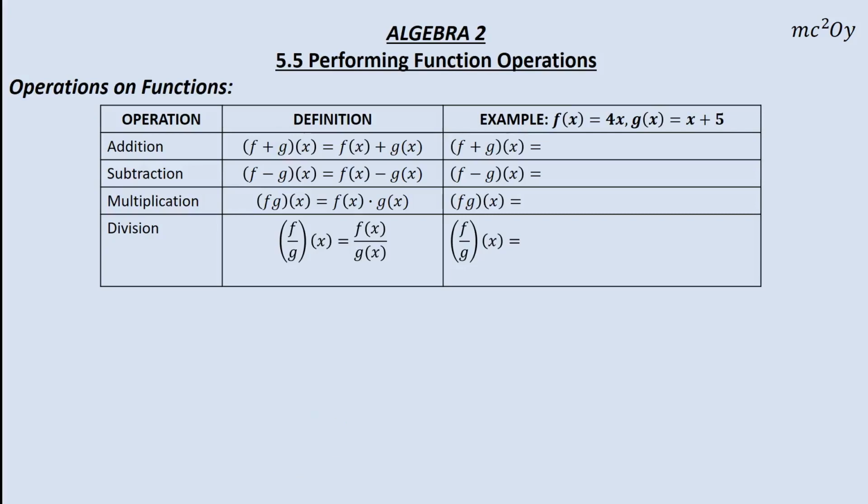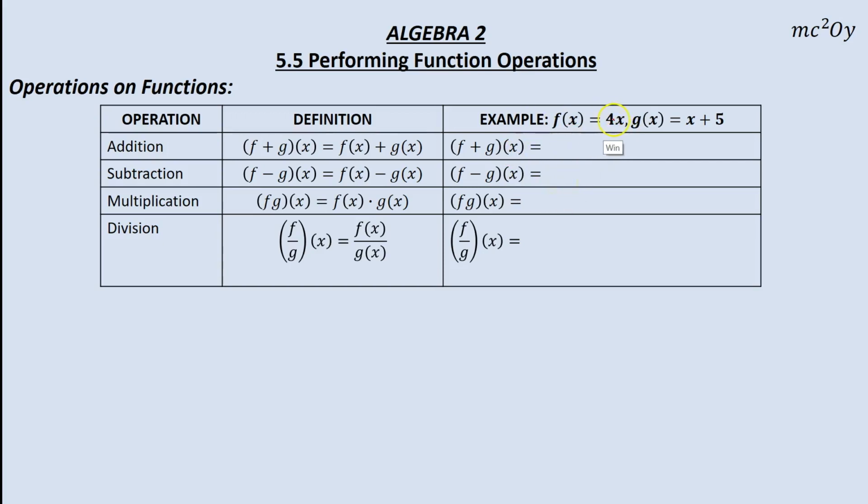Okay, we're going to go ahead and do performing function operations here, and operations on functions. Let's say we have f of x and g of x, and we want to add them. We would write that as f of x plus g of x. It also could be f plus g of x. Okay, like so. We have f plus g of x. The textbook we currently use shows it like this, so that's how I'm going to show it.